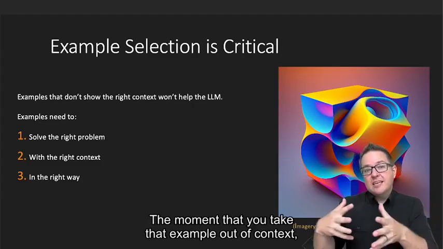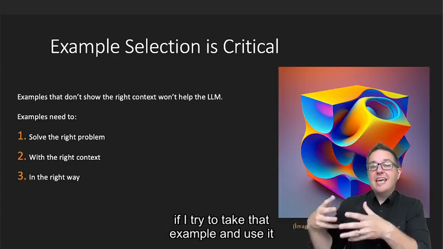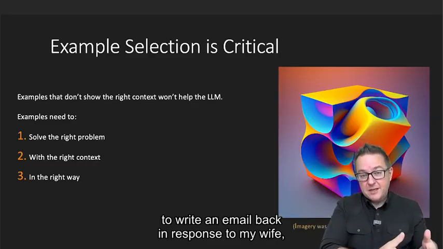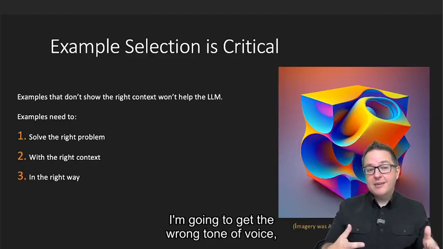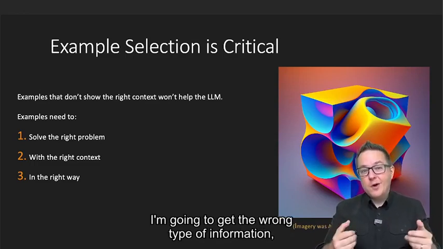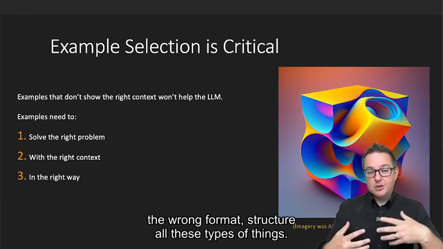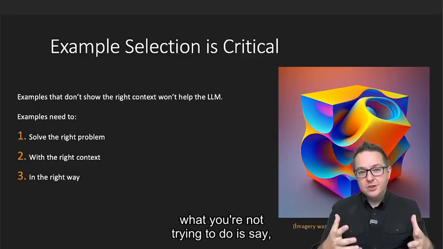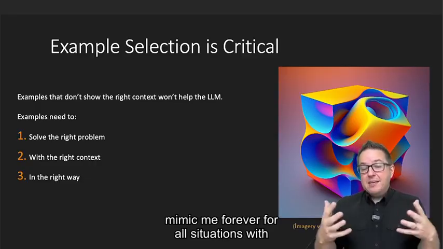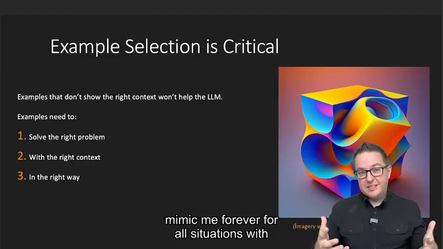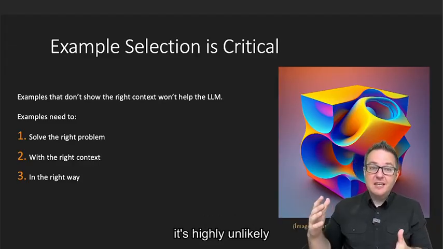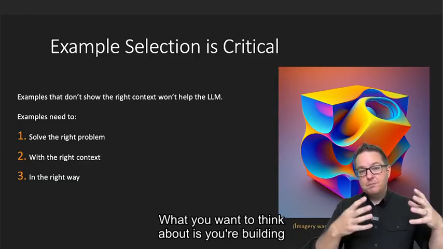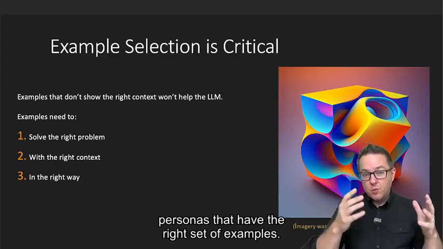And the moment that you take that example out of context, if I try to take that example and use it to write an email back in response to my wife, I'm going to get the wrong tone of voice. I'm going to get the wrong type of information, the wrong format, structure, all these types of things. So when you're building a writing persona, what you're not trying to do is say, mimic me forever for all situations with this sample of my writing, because it's highly unlikely you're going to be able to get there. So what you want to think about is you're building personas that have the right set of examples.